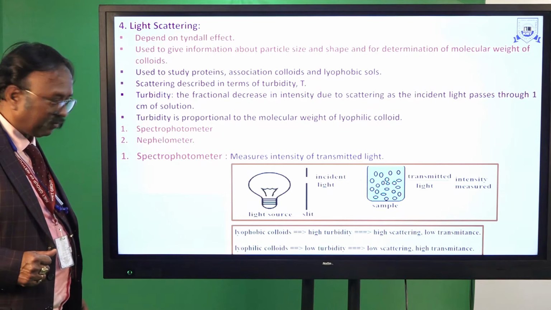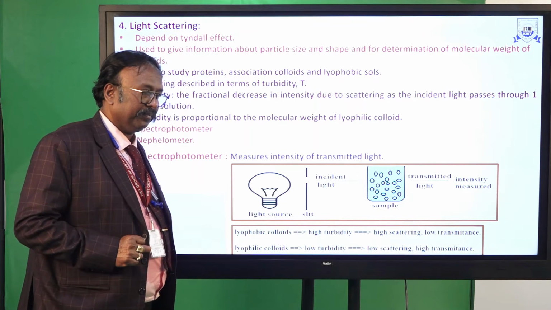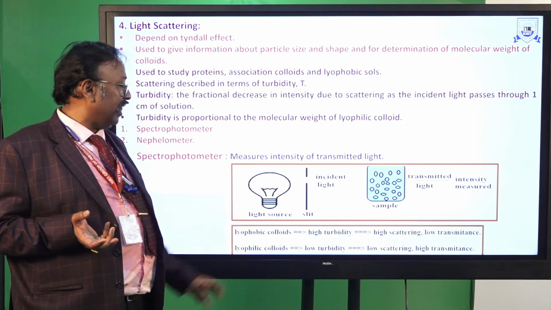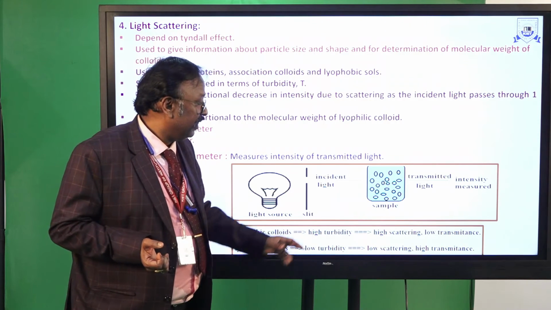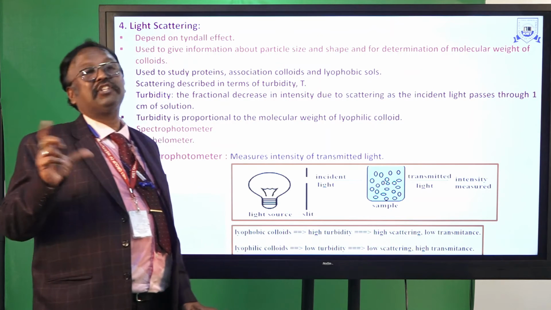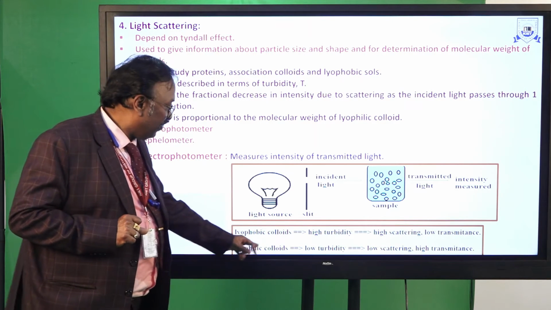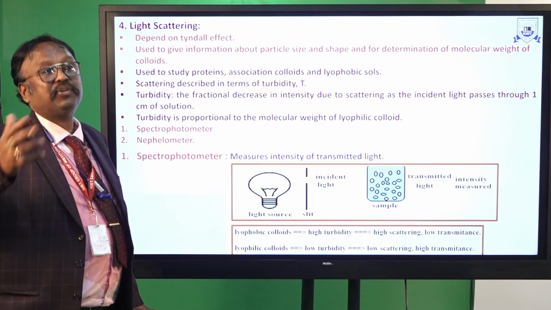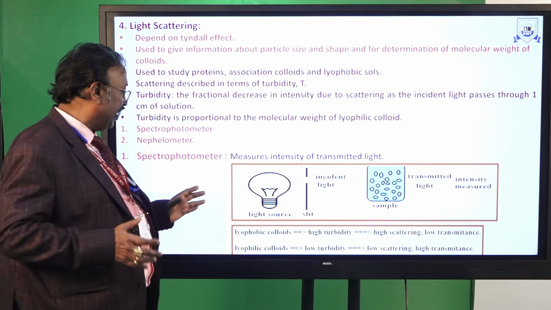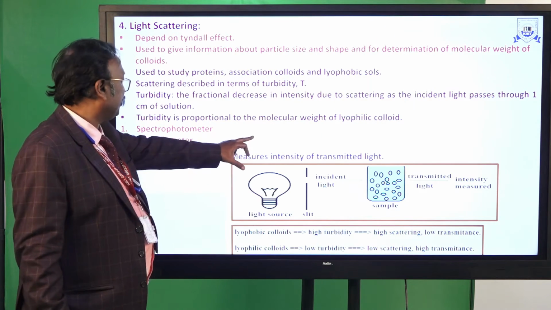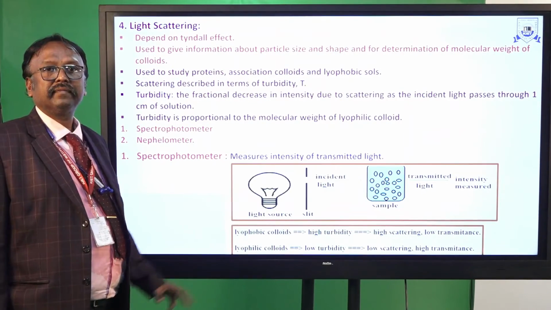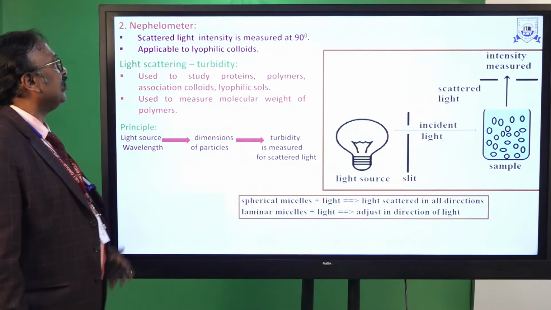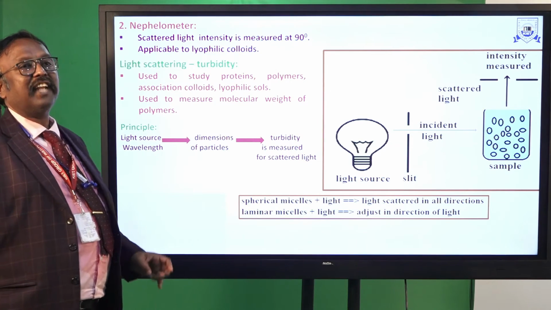For example, lyophobic colloids may produce high turbidity, that is, high scattering and low transmittance of light. Whereas lyophilic colloids have low turbidity, low scattering, and high transmittance of light. That is the difference between lyophobic and lyophilic colloids. And a nephelometer measures the intensity of the scattered light at 90 degrees.